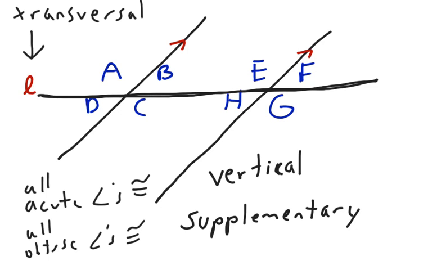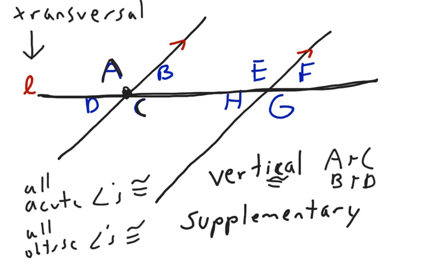So we're going to start with the word vertical. Vertical angles are angles that share the same point. For instance, look at A. A right here is sharing the same point as C, and it's opposite of C. So A and C are going to be a pair of vertical angles, and that means they're going to be congruent. So vertical angles are congruent. And another pair is going to be B and D, because B and D share that same point right here, and they're opposite each other.